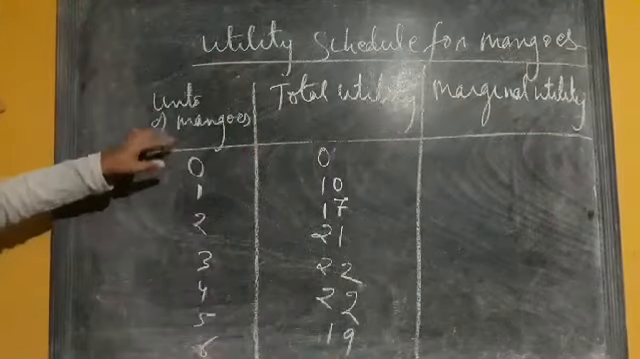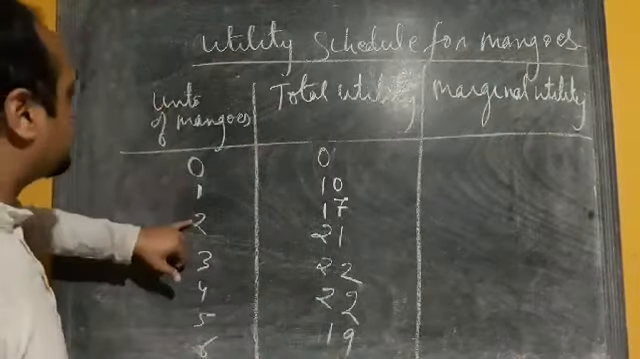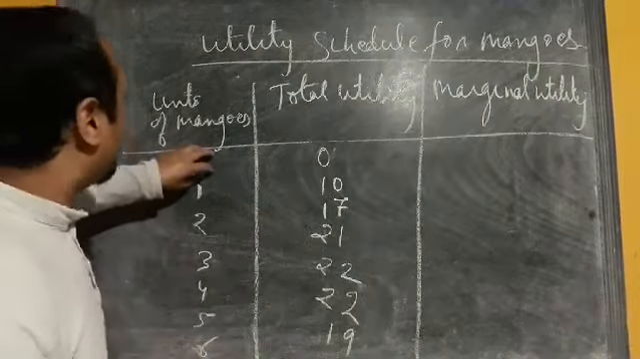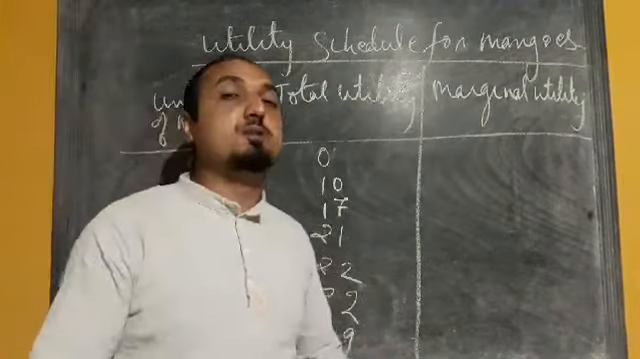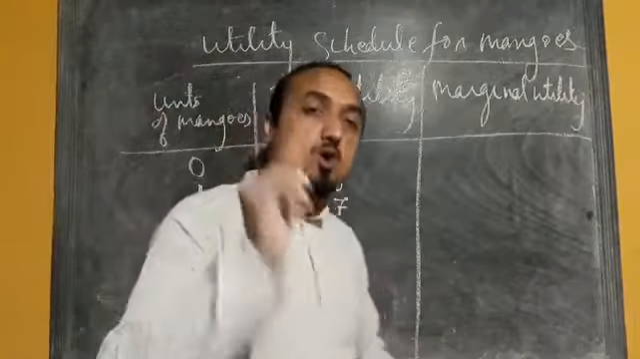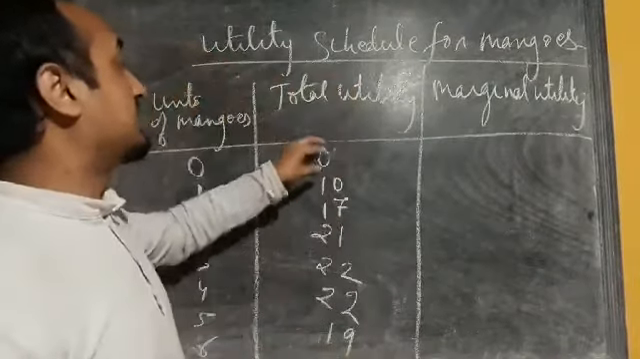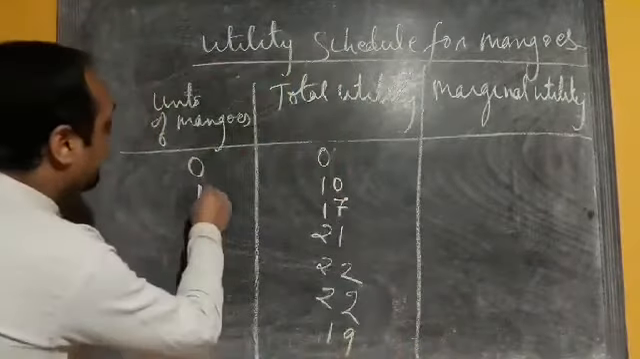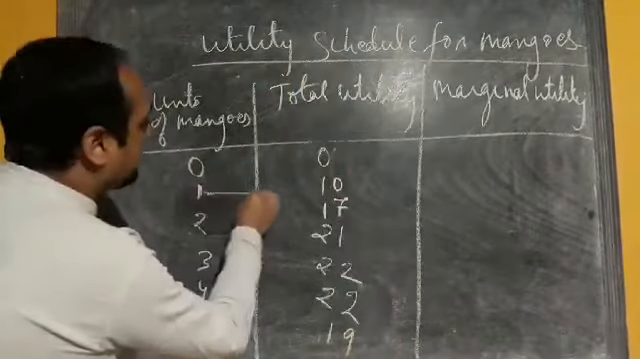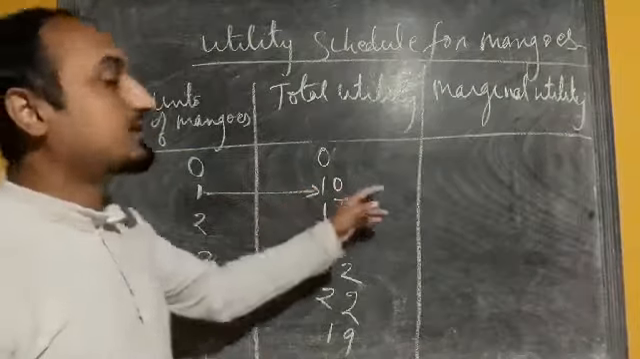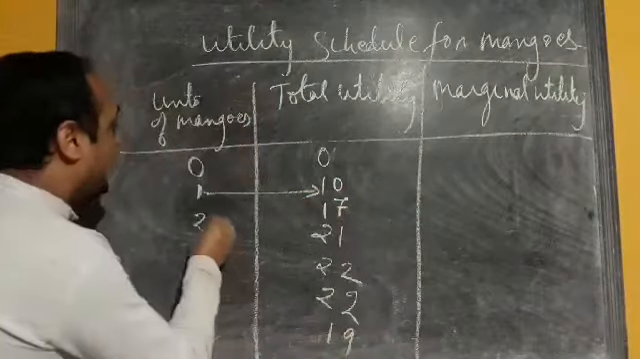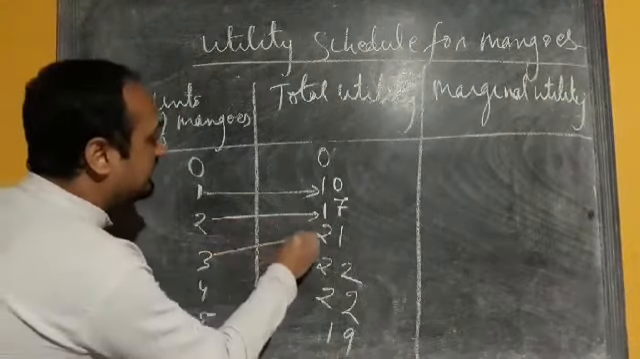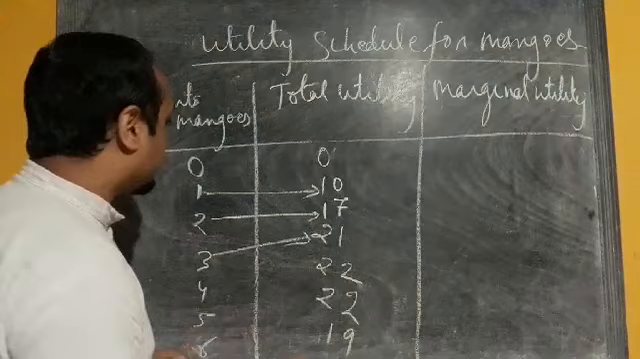Units of mangoes we have 0, 1, 2, 3, 4, 5, 6. What does it mean? When we are consuming nothing, 0 means we are not consuming any units, so the total satisfaction or total utility is 0. When I am consuming the first unit, this first unit of mango is giving me 10 units of satisfaction, and the second unit is giving, suppose, 17. The third unit is giving me 21 units of utility.